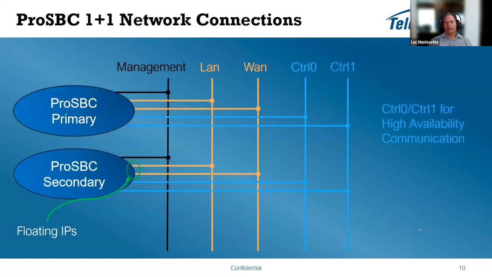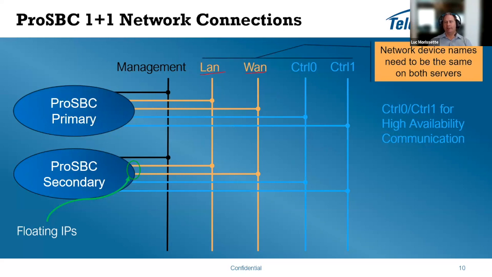When you go to a ProSBC 1+1 solution, what you have is your ProSBC primary, which has the same interfaces that we saw before, but you need two additional interfaces for your HA communication. They are called CTRL0, control 0 and control 1, for communicating. When you configure the secondary device, you need to make sure that these naming conventions are the same on the primary and the secondary. They need to be the same names.